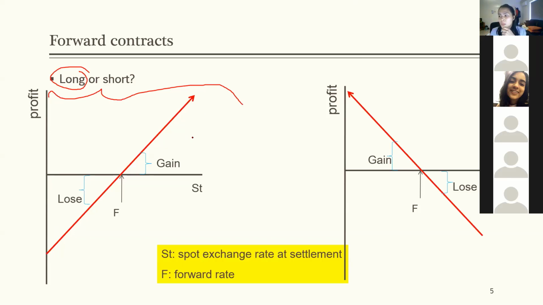Can you be more specific? Why do we lose a profit first and why do we gain a profit later? Is that what your question is? No, so this is not about when I will lose and when I will gain. Oh. This is about how my profits would change when the spot exchange rate changes. Okay, so this is not time. This is the spot rate. Oh, okay.